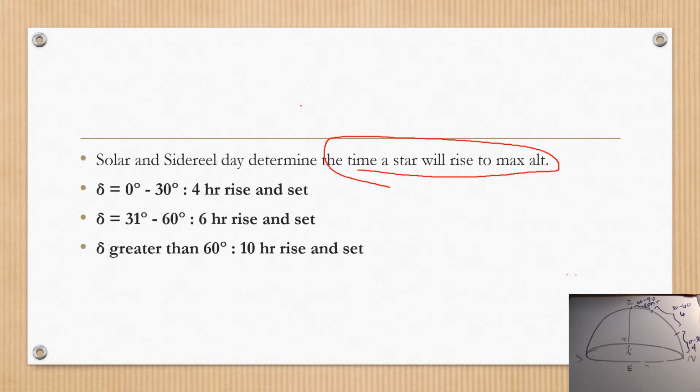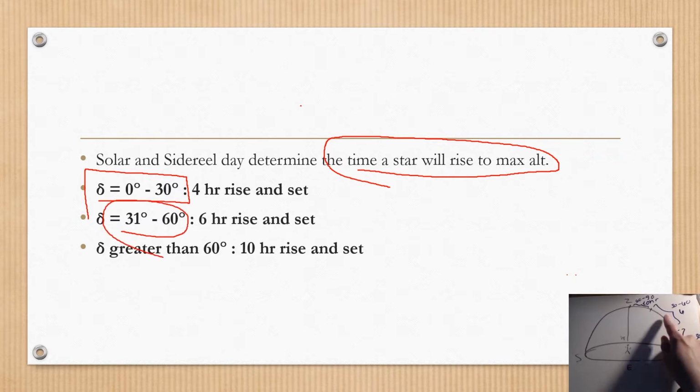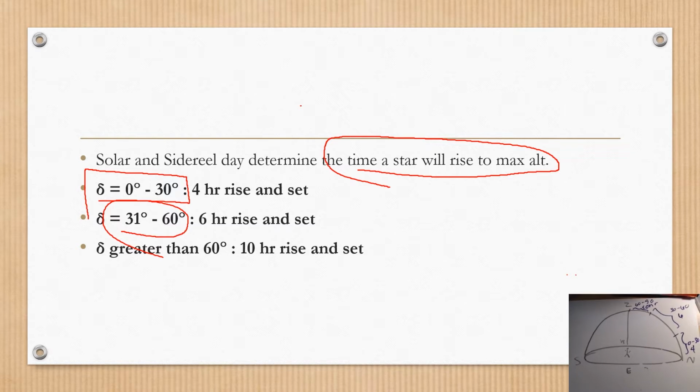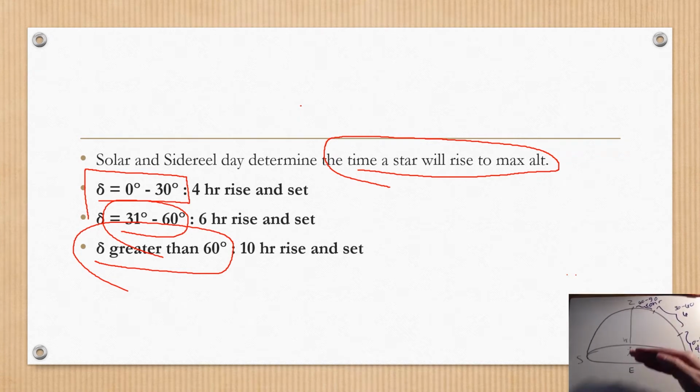Let's start with a declination of 0 to 30 degrees. That means from the horizon to about 30 degrees up, it's going to take you about 4 hours to rise and set as a star, if you were a star. From 31 to 60 degrees, it will take a total of 6 hours to rise and set. And if it is greater than 60, so from 60 to 90, it will take 10 hours to rise and set.